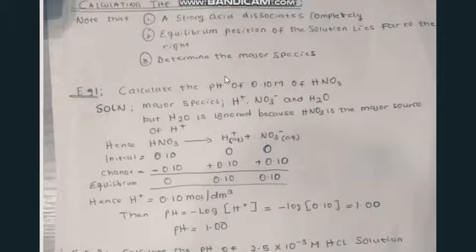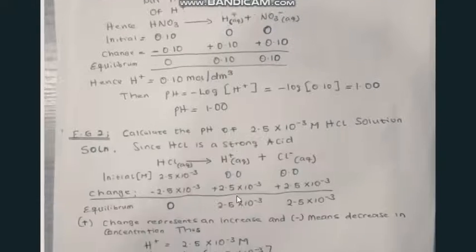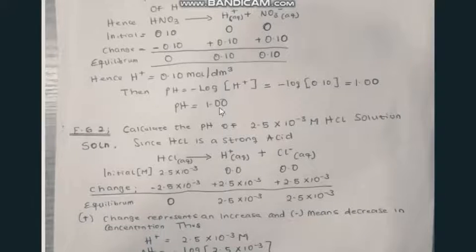But we are concerned with the calculation of the pH value of H plus in this reaction. So by that you see that our pH equals the negative logarithm of this H plus, which is 0.10. By the time you punch that into your calculator, you have 1.